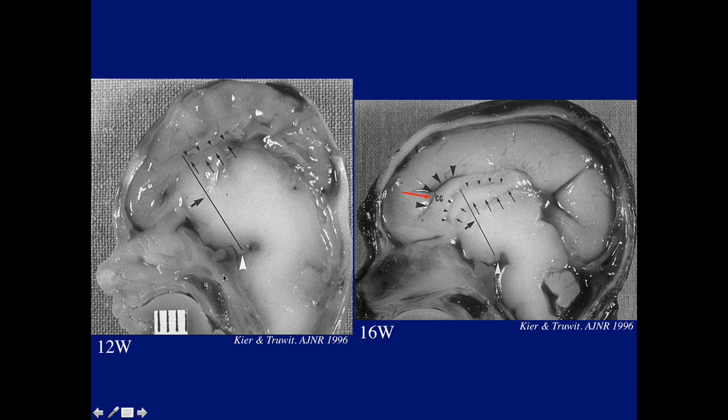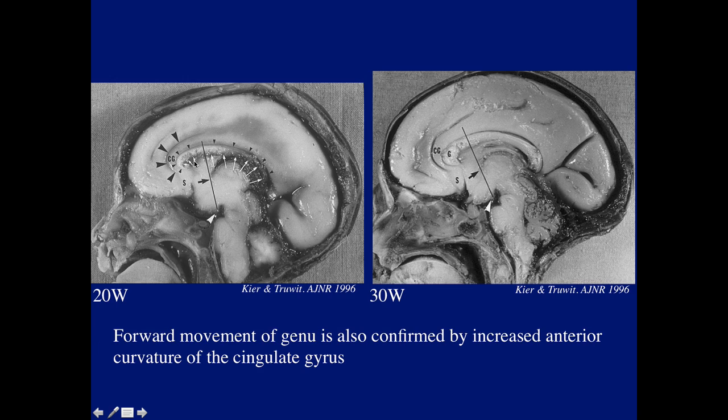So at 12 weeks, here's the Mack line, a rudimentary corpus callosum behind the line. At 16 weeks already, we see a larger corpus callosum, and we can see that the eventual region of the genu is in front. So the progressive enlargement with passage in front. And definitely in a 20-week fetus and a 30-week fetus, notice a much larger genu in front of the line. So as the fetus ages, the corpus callosum develops and moves anteriorly to form the genu.